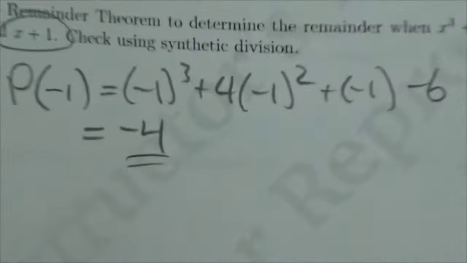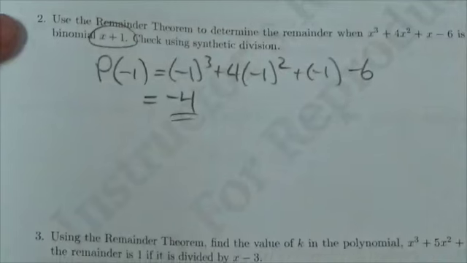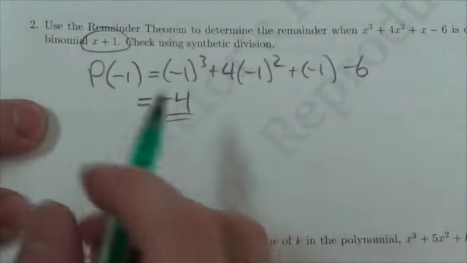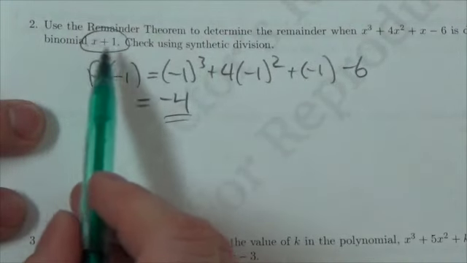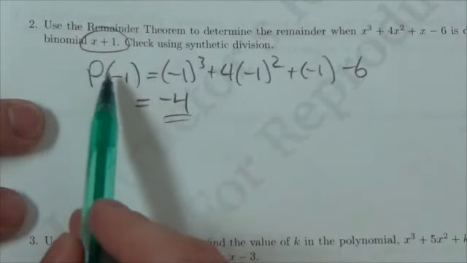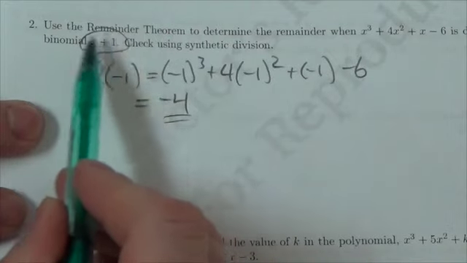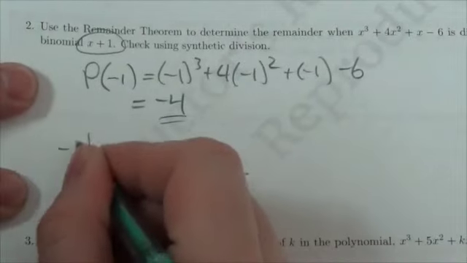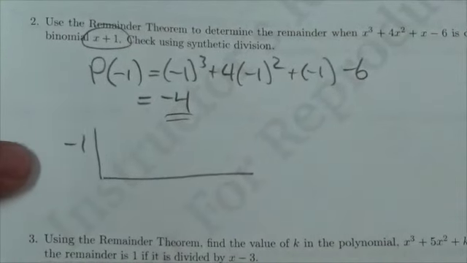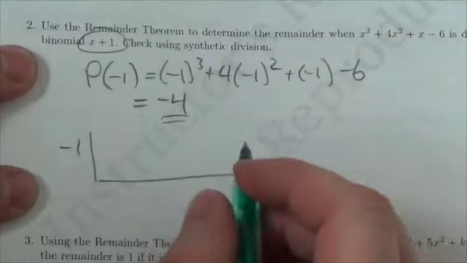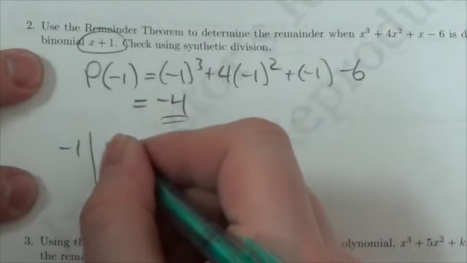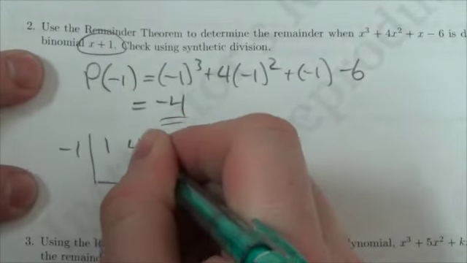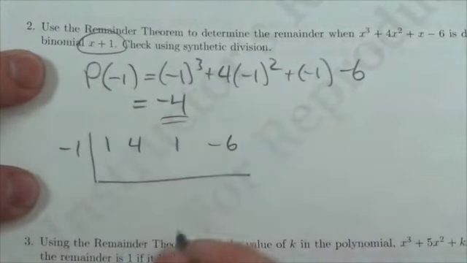Now, I've got to check this using synthetic division, and I know that there are at least 2 very common methods for doing synthetic division. When I teach it, I tell people to do this. That same number that you plugged in here, because it made the binomial equal to 0, I'm going to put outside that little box there. Then I'm going to list the coefficients of my dividend: 1, 4, 1, negative 6.